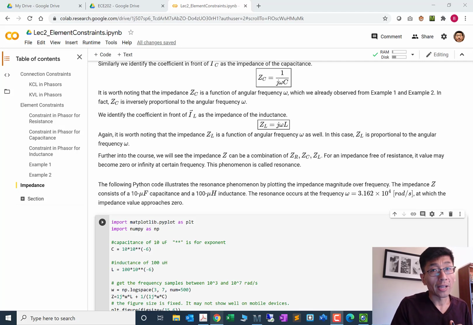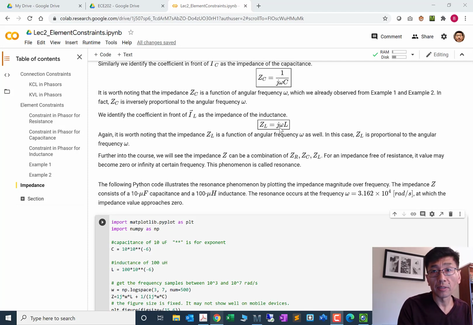Hello everybody. I would like to show you some interesting aspect of the impedance today. Last time we talked about the impedance in part 4 of lecture number 2. We talked about the impedance of capacitance. So we have the capacitance, 1 over j omega C, as the impedance. That means the impedance is inversely proportional to the angular frequency. For the inductance, the impedance Z sub L is proportional to the angular frequency omega.